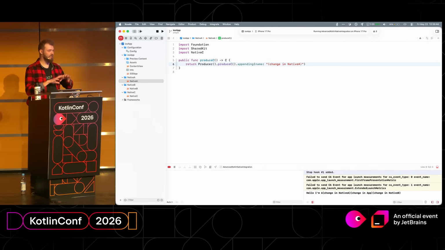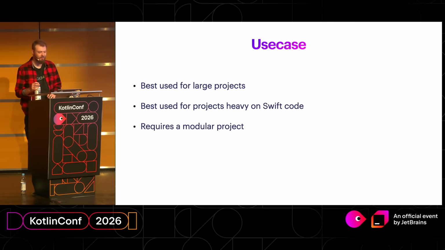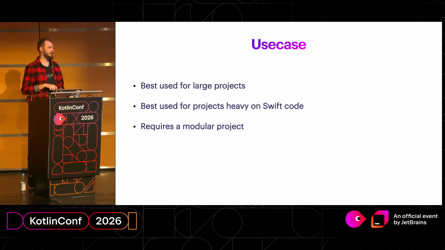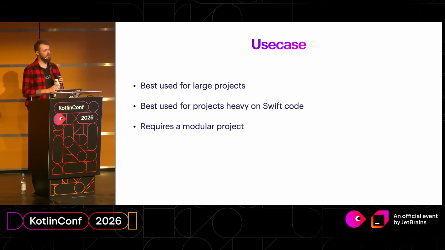As you can see, we don't see anything from B, because we don't have access to the whole thing here. With that said, this seems like a total waste of time, of everyone included, because we're building 3 more frameworks. Yay us. But the use case isn't for this monorepo project where everything is inside one project and we're just trying to play around with things that are possible that don't make sense. This is best used for large projects, especially if they are heavy on Swift code or Objective-C code that is using our KMP. And it does require an already modular project or one that can be modularized.